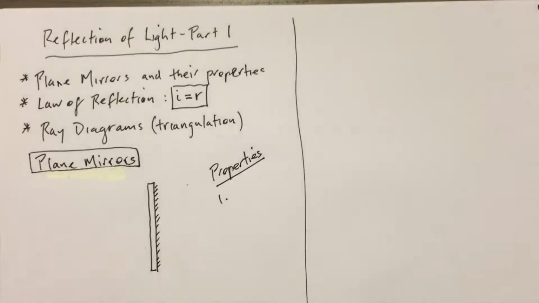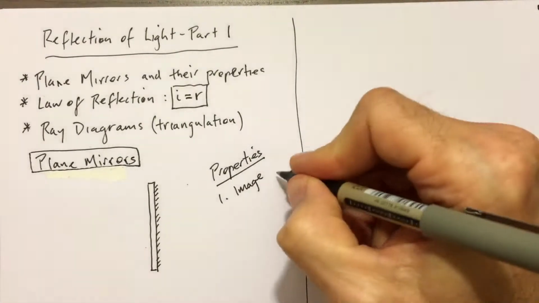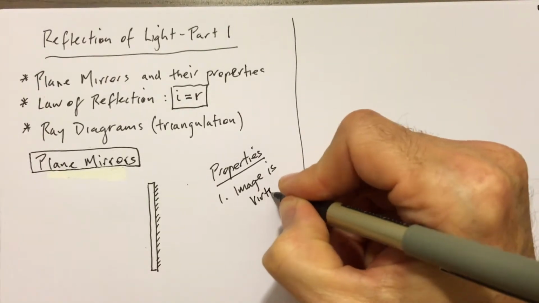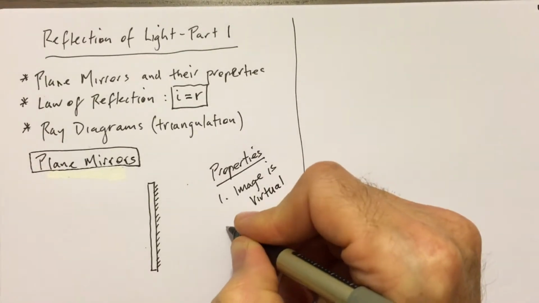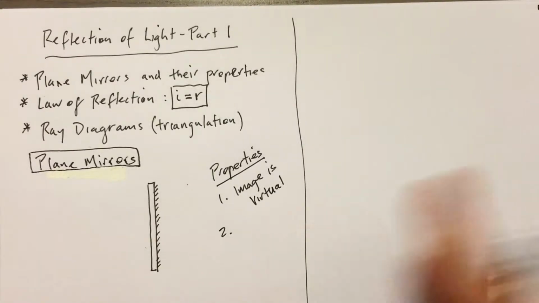So I think the first, probably main property of a plane mirror is that the image that is formed is always virtual. So the image is virtual. That is property number one. Okay. Property number two, and this is very simple, this idea as well.